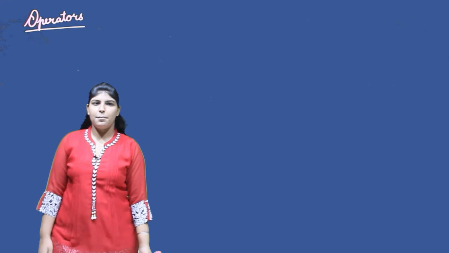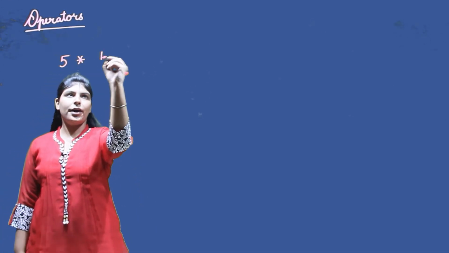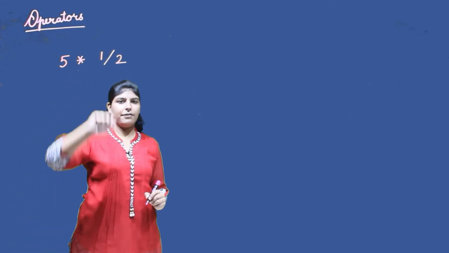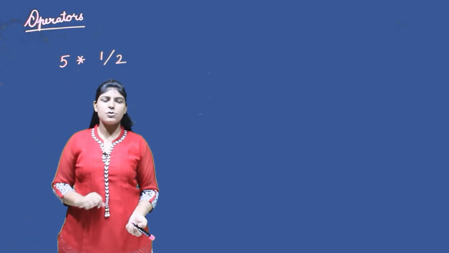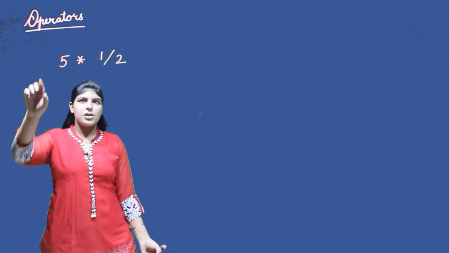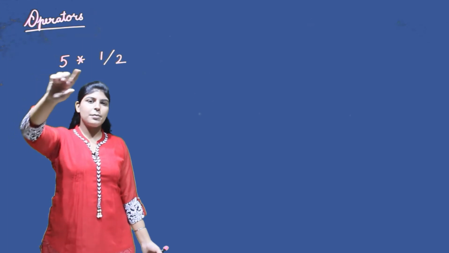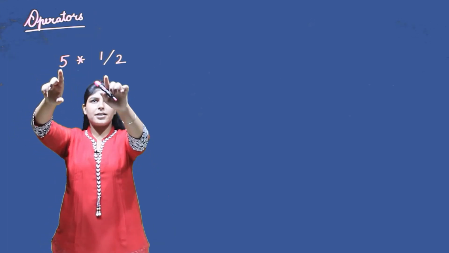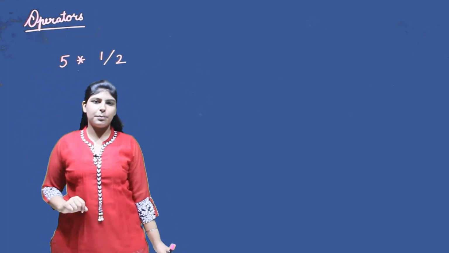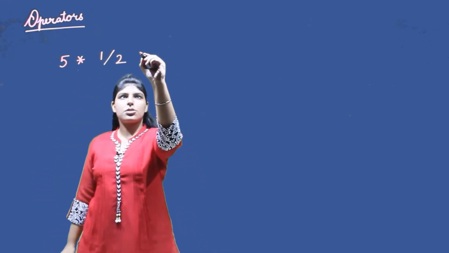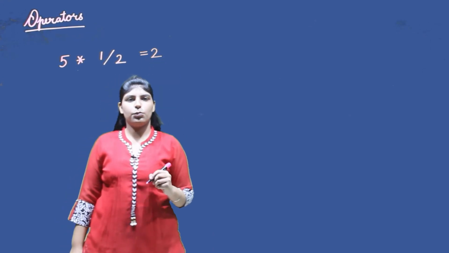Let us take an example. Suppose I have 5 multiplied by 1 divided by 2. Here I have two operators, multiply and divide. Their precedence is the same, so we will go with associativity. Multiplicative operators have left to right associativity, so it will be evaluated from the left. The left operator is multiply. We'll do 5 multiplied by 1, it will be 5. 5 divided by 2, both are integers, so we will get the integer output. So the output here will be 2.